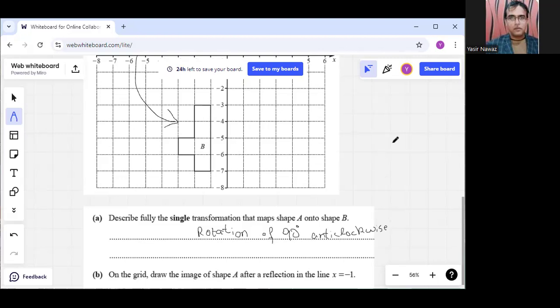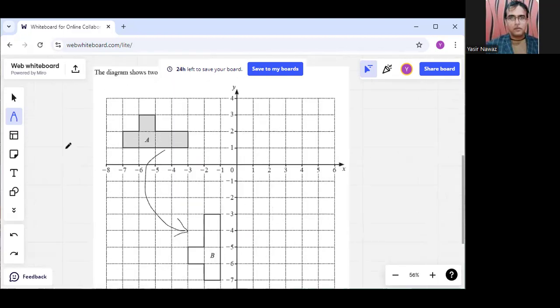Because clockwise motion is in this way, it is anti-clockwise. So anti-clockwise 90 degree rotation. Then it says on the grid, draw the image of shape A after reflection in the line x equal to minus 1. So first I will draw the line x equal to minus 1. The x equal to minus 1 would be this line. This is the line at x equal to minus 1.